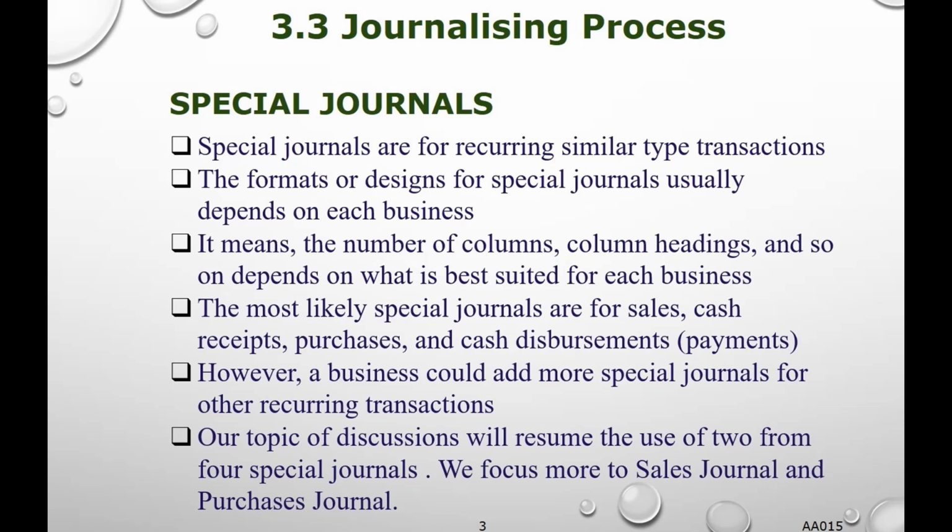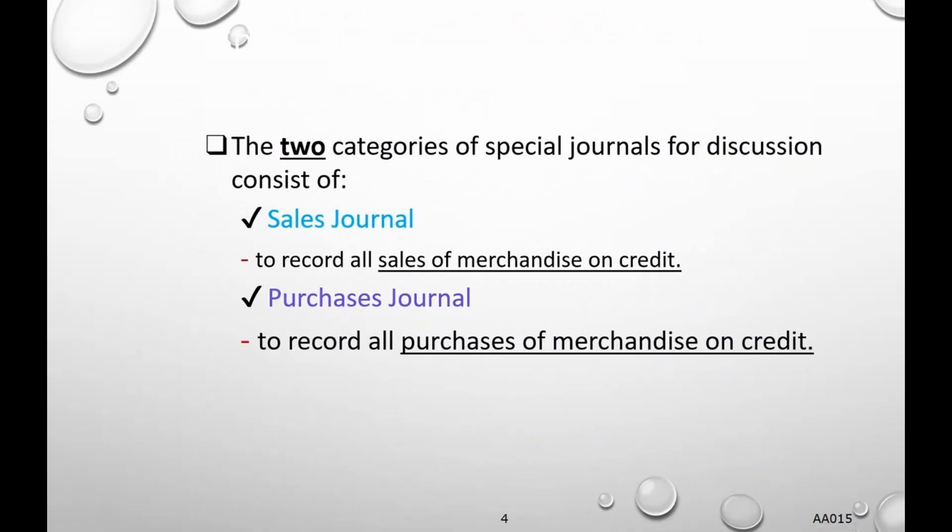Our topic of discussion will cover the use of 2 from 4 special journals. We focus more on the sales journal and purchases journal. The 2 categories of special journals for discussion consist of Sales Journal, to record all sales of merchandise on credit, and Purchases Journal, to record all purchases of merchandise on credit. So now, we will see how to create a table for sales journal and purchases journal.